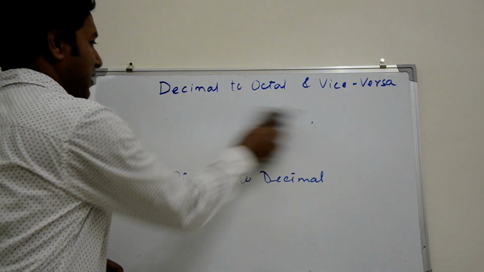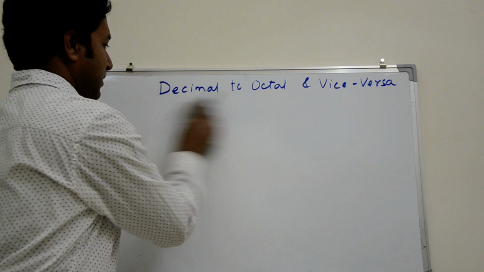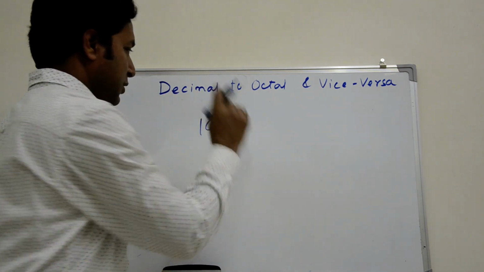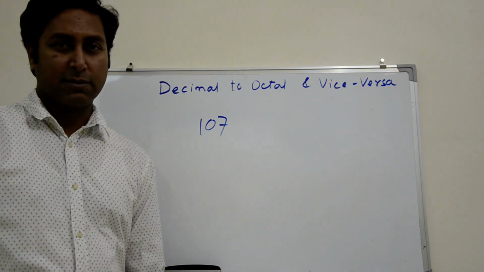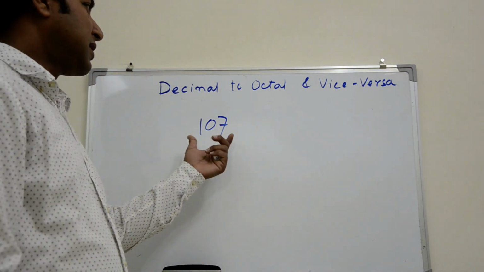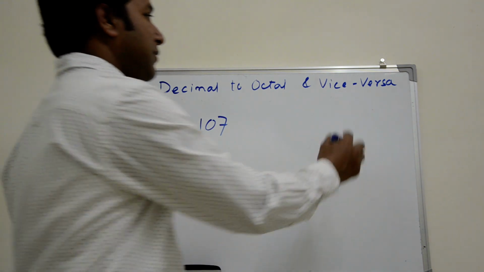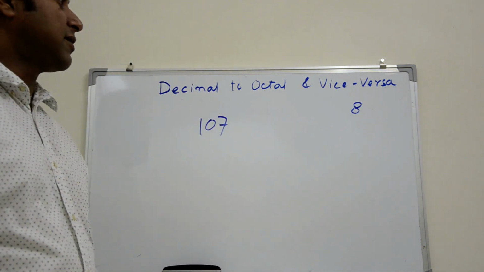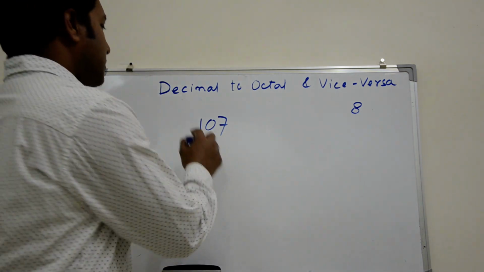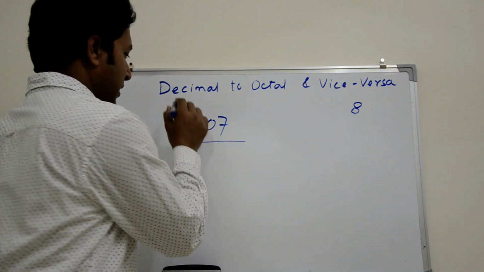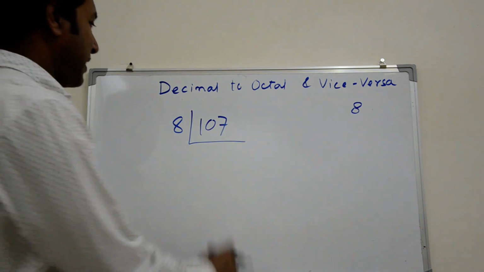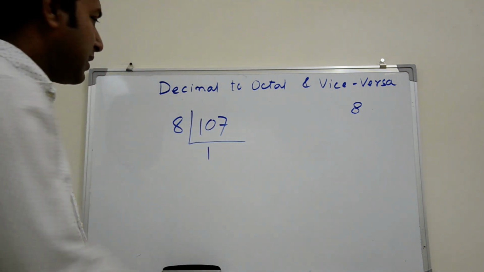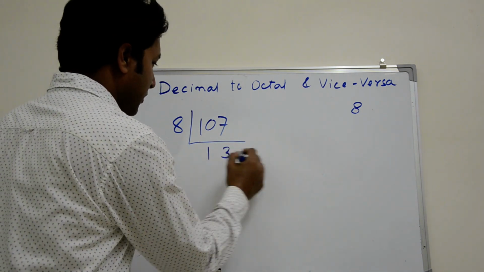I have written a decimal number, 107. Now to convert it into an octal number, we have to divide that number by 8, as the base of octal is 8. I know all of you know dividing. So 8 ones are 8, 27, 8 threes are 24.